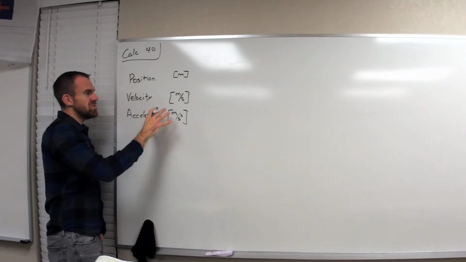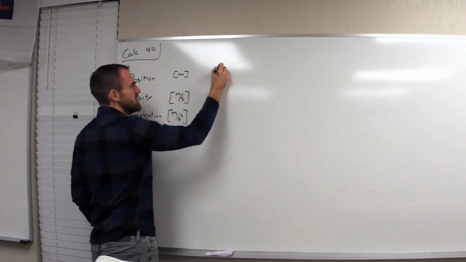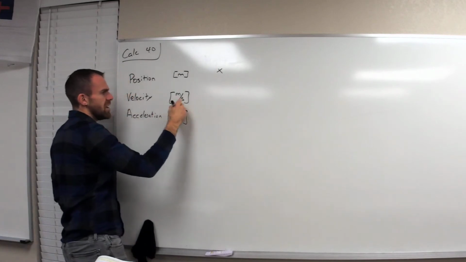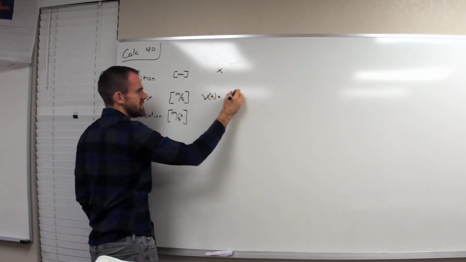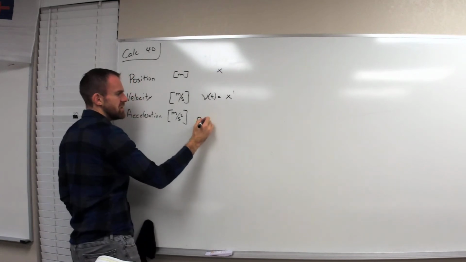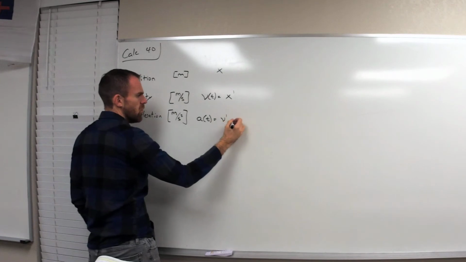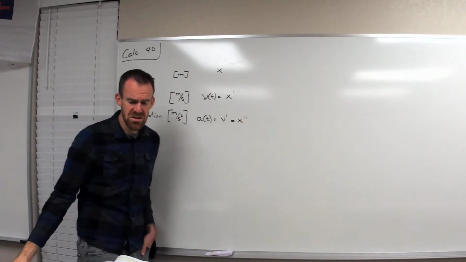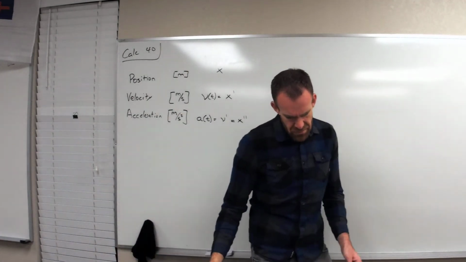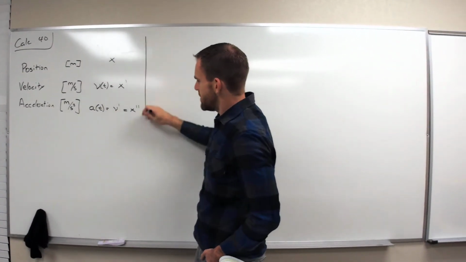So what's the relationship between these and calculus speak? Well, it's pretty simple. Position we usually call x, velocity we usually call v, which is the derivative of x. And acceleration we usually call a, which is the derivative of velocity, or it's the second derivative of position. So if they give us a problem like this, we can find the answer with appropriate units.